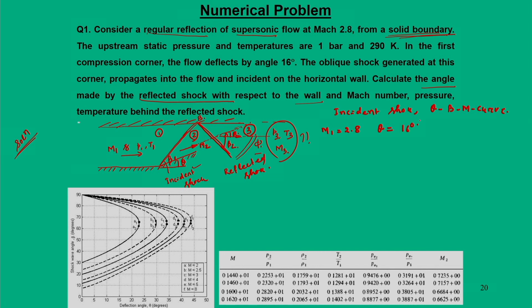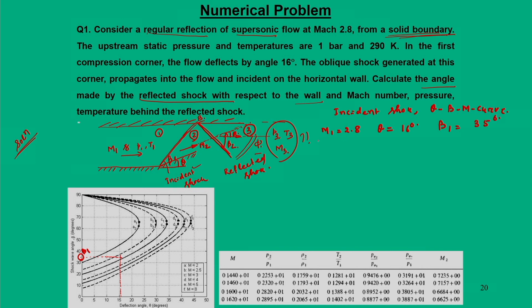Okay. So, somewhere on this theta-beta-M curve, 16 degree will be somewhere in this line and it will cut this Mach 2.8 flow. That means close to curve C, and roughly if you drop a vertical on the beta axis, we can locate this particular point, and this beta 1 in this case would be approximately 35 degree.